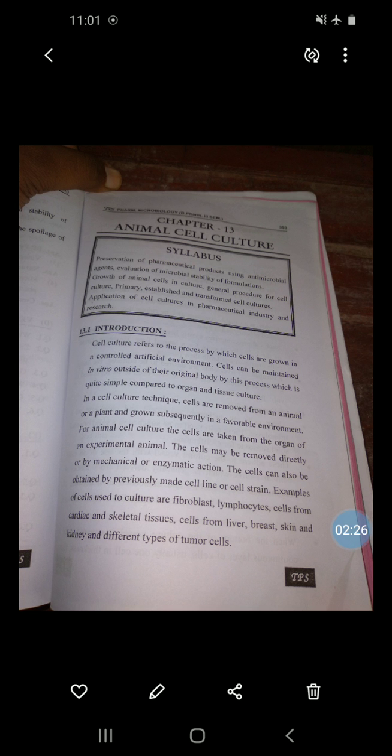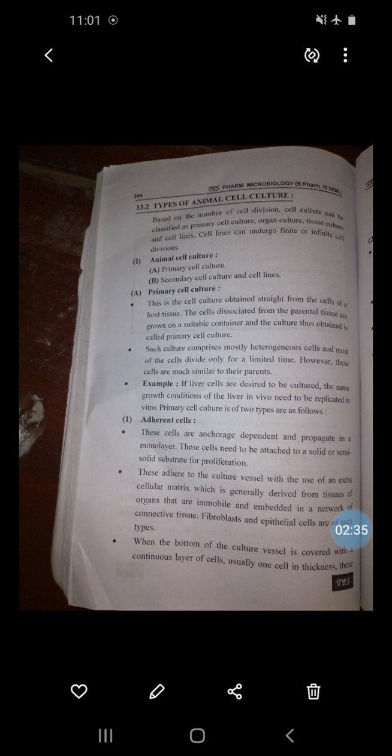So this is the introductory part about cell culture. Next, types of animal cell culture. Based upon the number of cell divisions, cell culture can be classified as primary cell culture, organ culture, tissue culture, and cell lines.